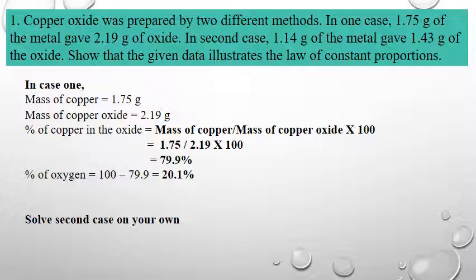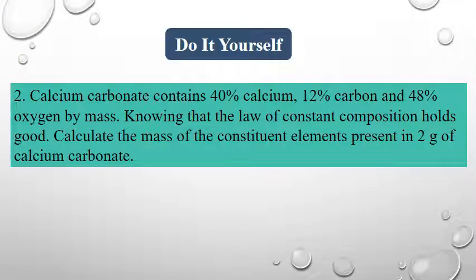Now we have to find the percentage of oxygen. We have to subtract: 100 minus 79.9, and we will get the percentage of oxygen, that is 20.1. So the next case you have to do on your own, as it is the same as the first case. This numerical you also have to do yourself.